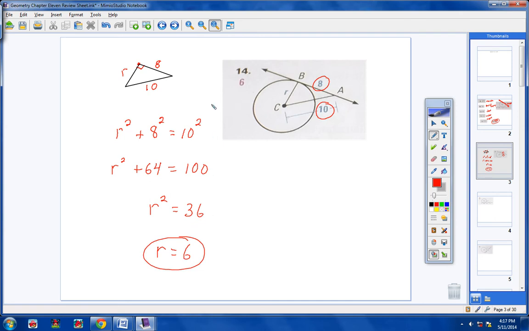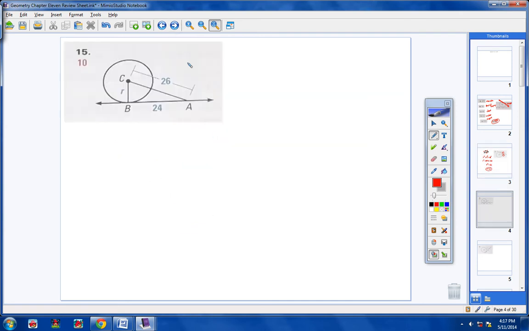Okay, let's apply this to number 15. Now number 15, notice I've got a tangent line.